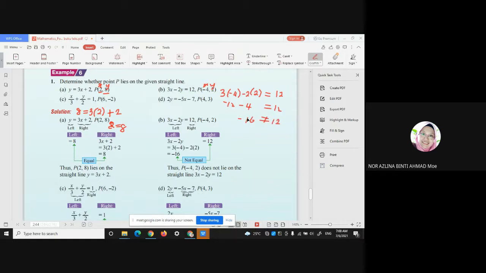Negative 16 on the left hand side, 12 on the right hand side. So this is not equal. The ending of the solution: negative 16 is not equal to 12. So the conclusion is that point P does not lie on the straight line 3x minus 2y equal to 12, because the left hand side is not equal to the right hand side. Okay, next.